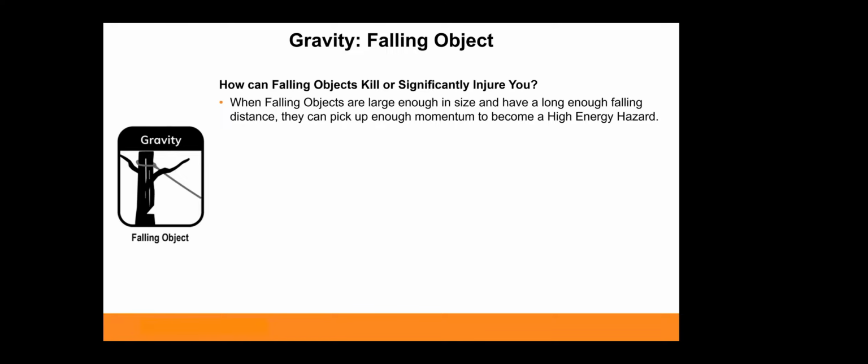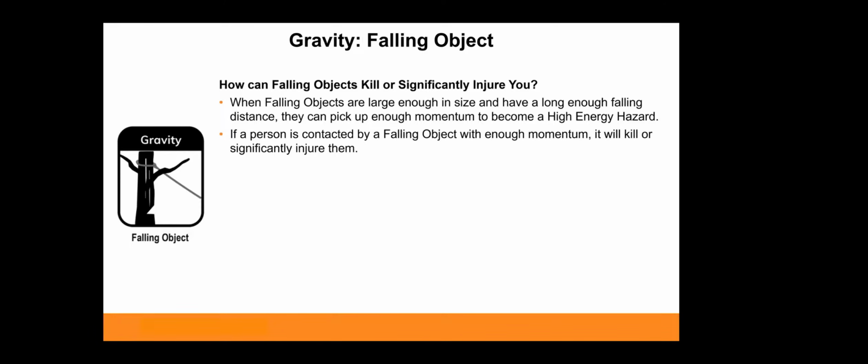How can falling objects kill or significantly injure you? When falling objects are large enough in size and have a long enough falling distance, they can pick up enough momentum to become a high energy hazard. If a person is contacted by a falling object with enough momentum, it will kill or significantly injure them.